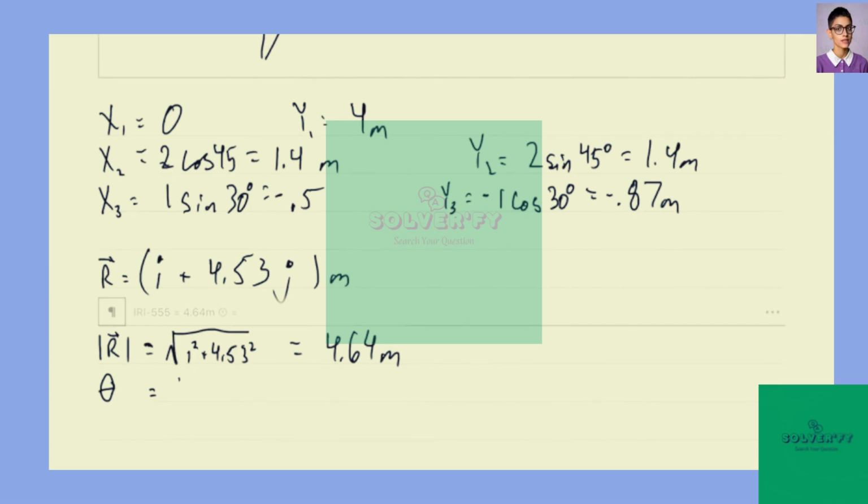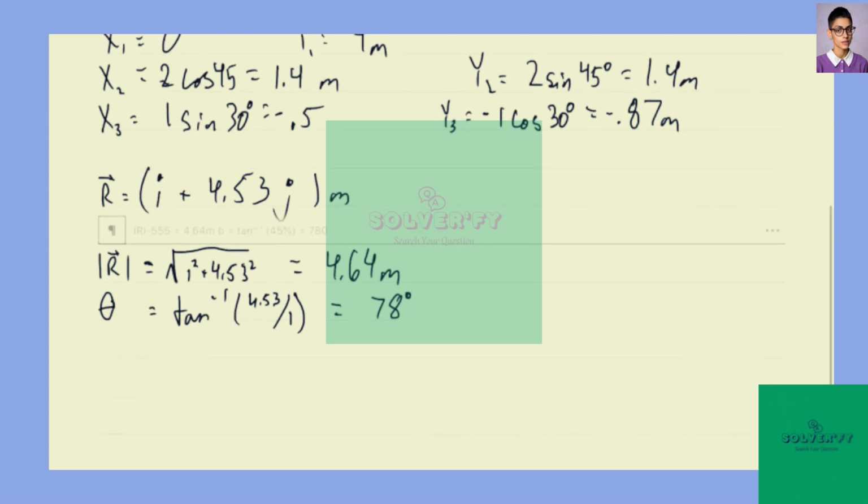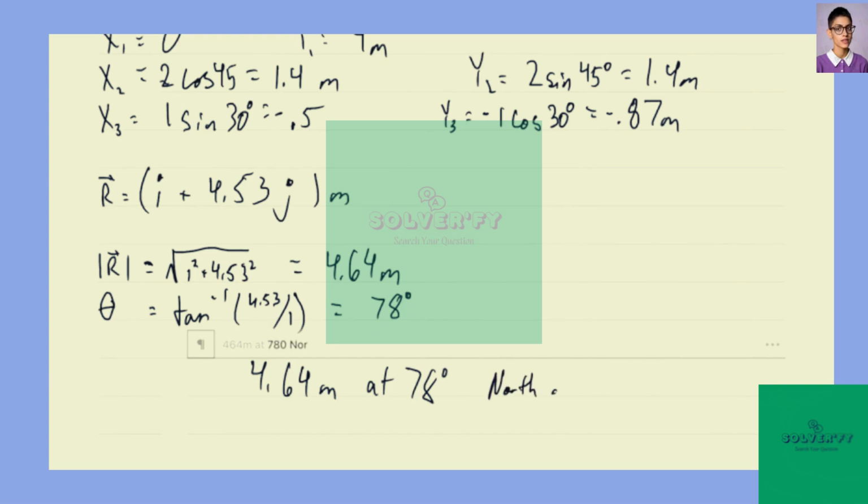The angle can be found by doing the inverse tangent of 4.53 divided by 1, which gives us 78 degrees. This gives us a final answer of 4.64 meters at 78 degrees north of east.